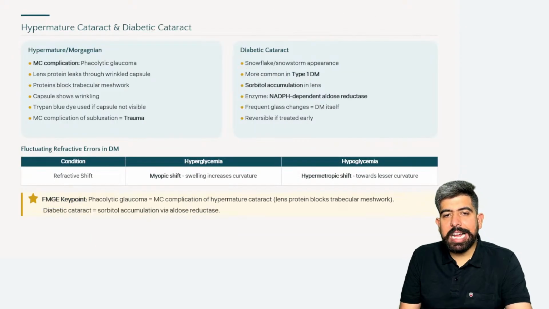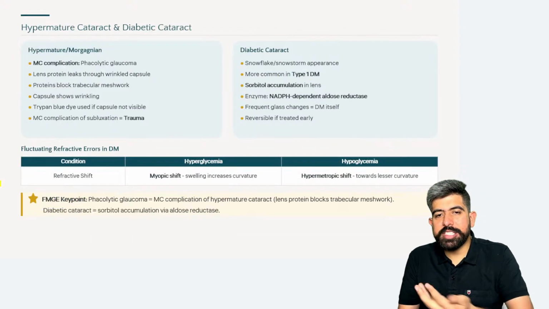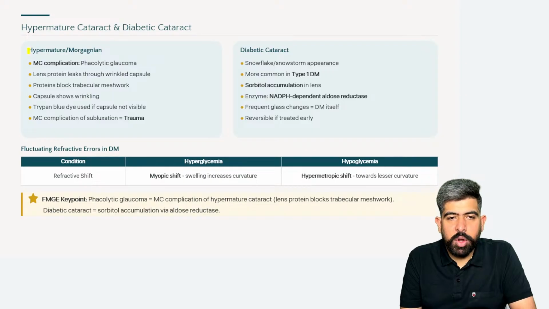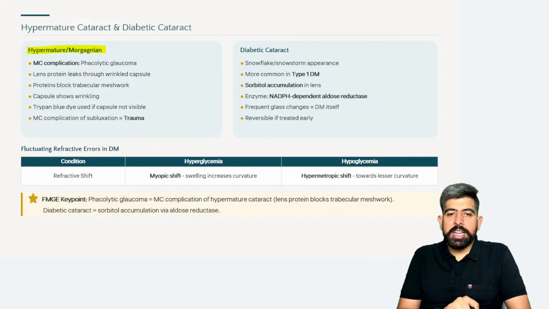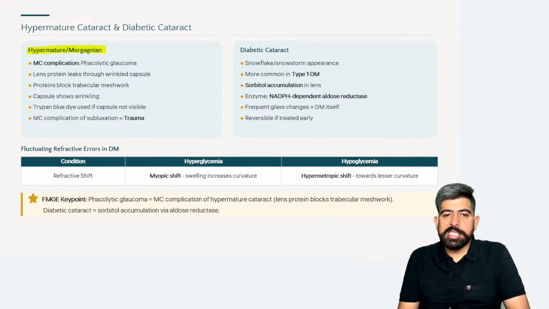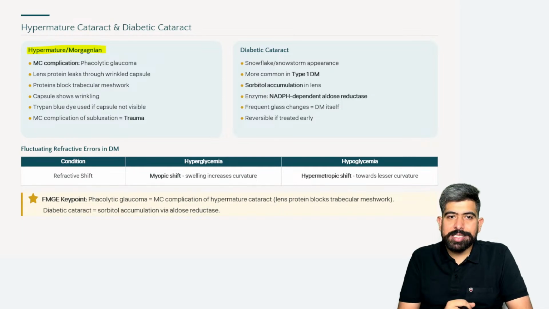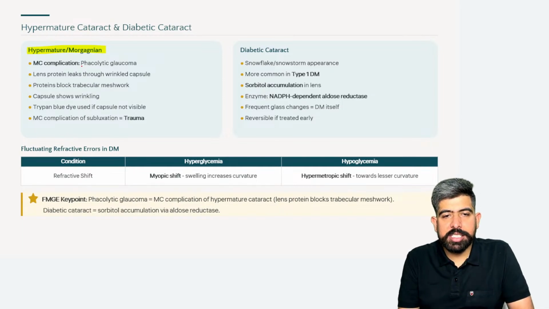The next slide is about the hypermature cataract, which is your Morgagnian cataract, right? In the mature cataract, the entire lens becomes opaque, but in the hypermature there is liquefaction of the cortex. So the most common complication is phacolytic glaucoma, as we talked about. In this condition, the lens proteins leak through the wrinkled capsule, and this protein will block the trabecular meshwork, which is for the aqueous drainage.